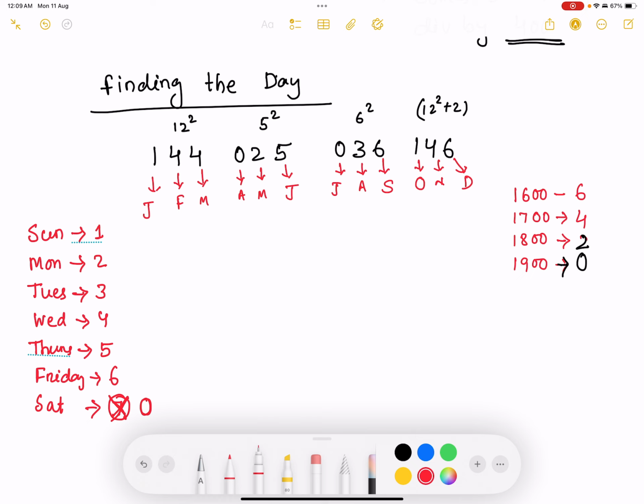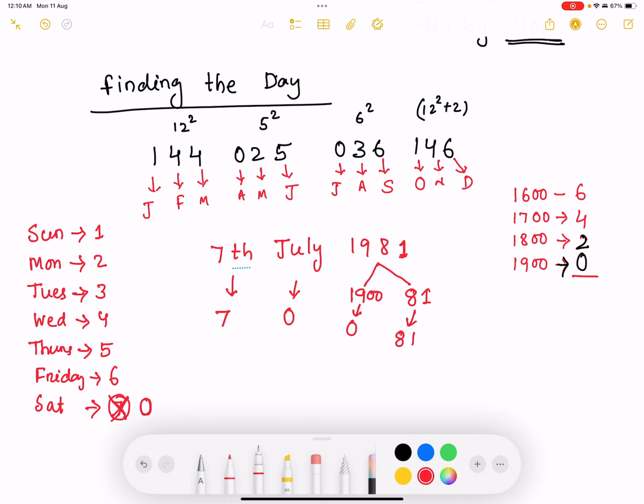Now you can ask me any date. Suppose 7th July 1981. Now 7 you need to write as 7. The July month code is 0. 1981 you need to divide into two parts: one is the century year, one is the normal year. The 1900 code is 0. Then 81 write as it is, 81.